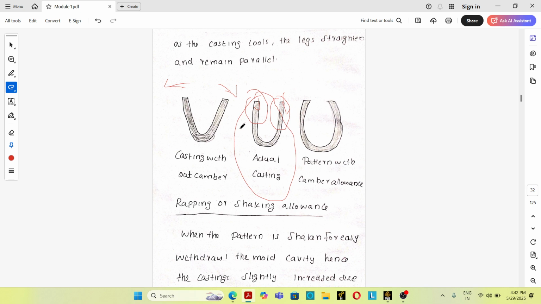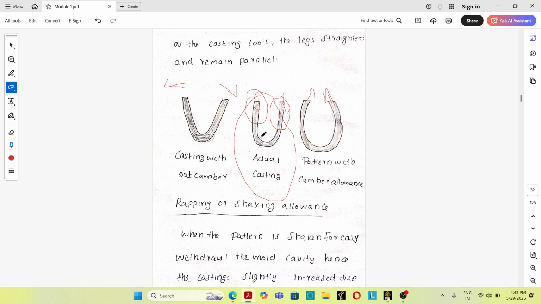So in order to overcome this problem, while we are making the pattern, the legs will be in a diverged position in the pattern. So after the casting has solidified, the legs will be exactly parallel. That is known as camber allowance or distortion allowance.